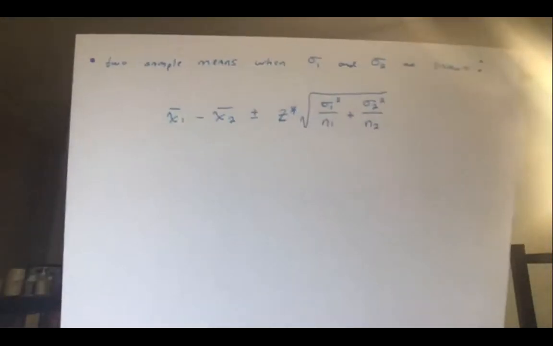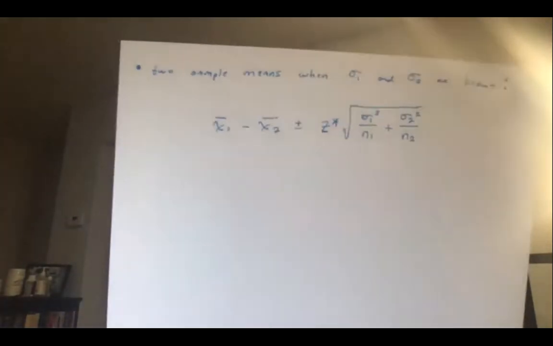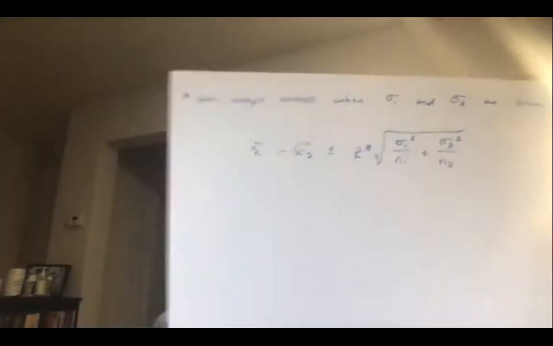So, anyone want to take a guess as to what it's going to look like? It's going to be x1 bar minus x2 bar plus or minus z star square root, just like that. You want to write that down.